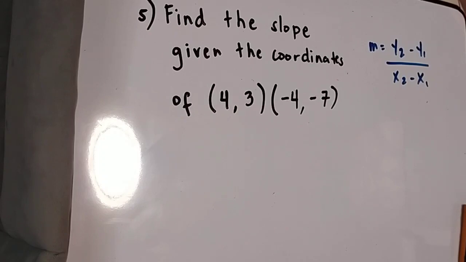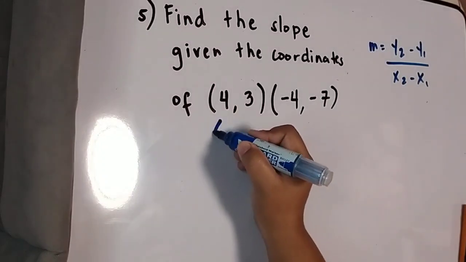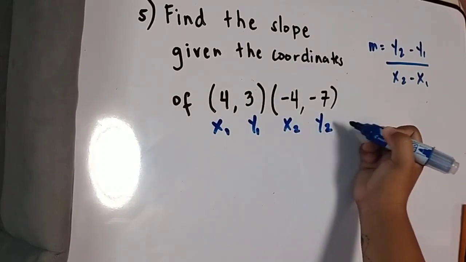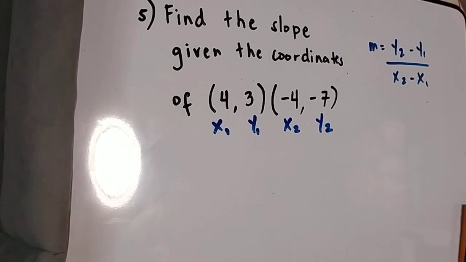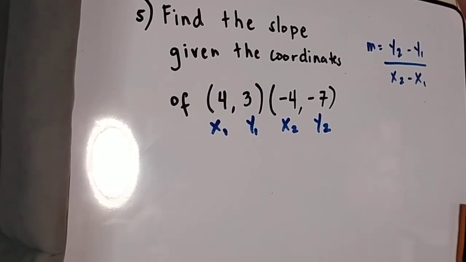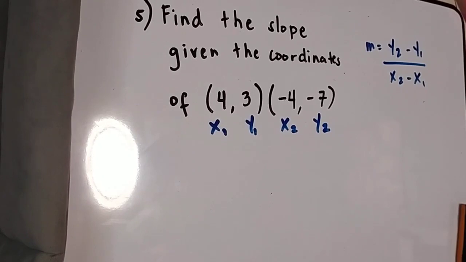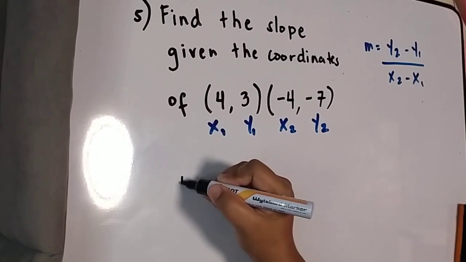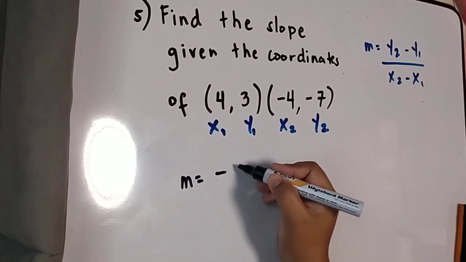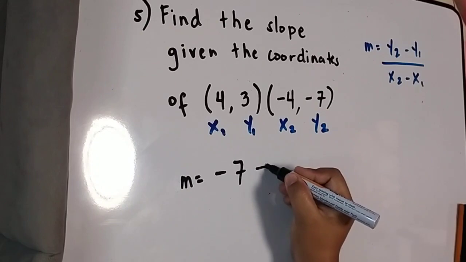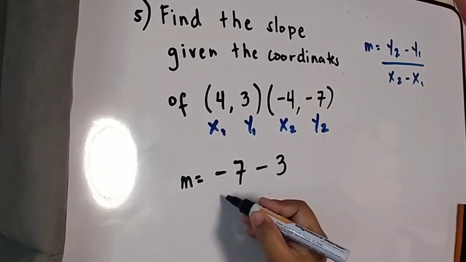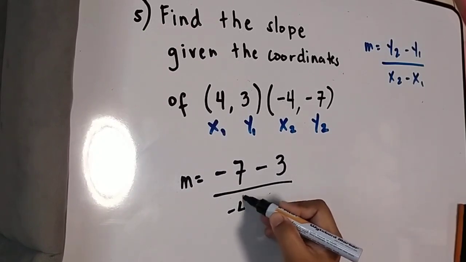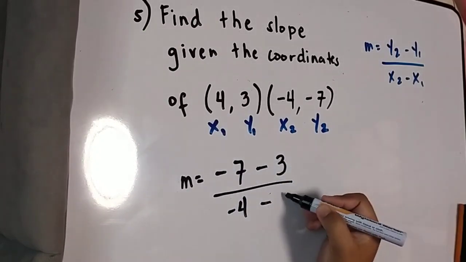So, again, identify the values. So, you have x sub 1, y sub 1, x sub 2, y sub 2. Okay. Then, substitute now the formula of the slope. So, y sub 2, you have negative 7. So, negative 7 minus y sub 1, so minus 3, all over x sub 2, that is negative 4, minus x sub 1 is 4.